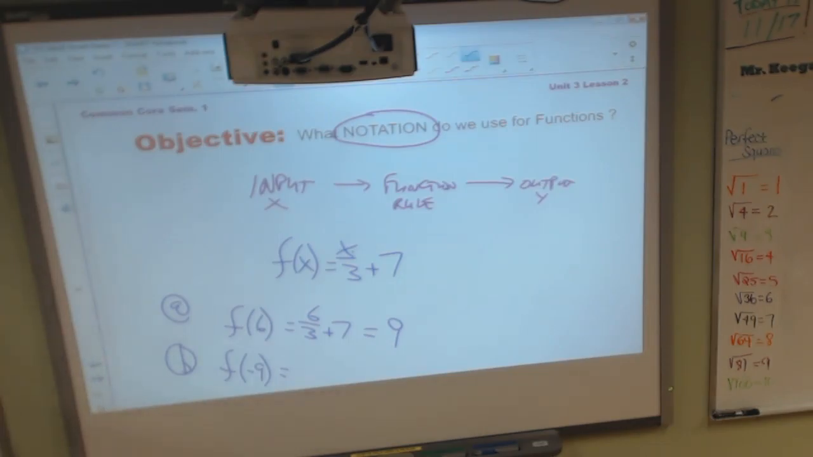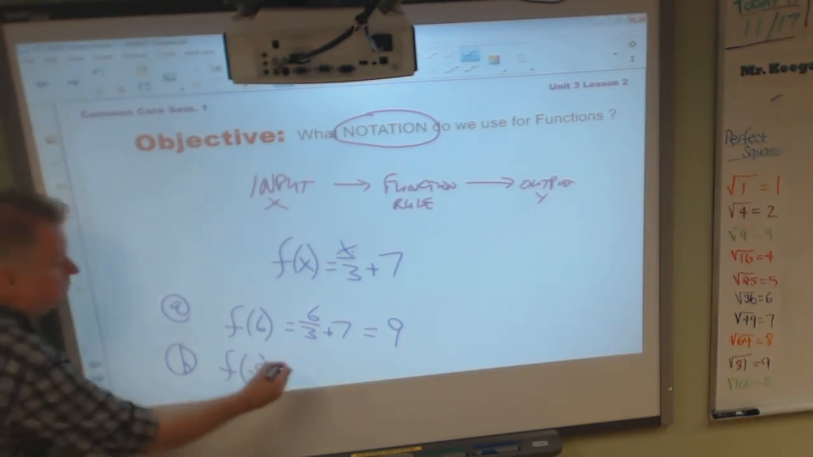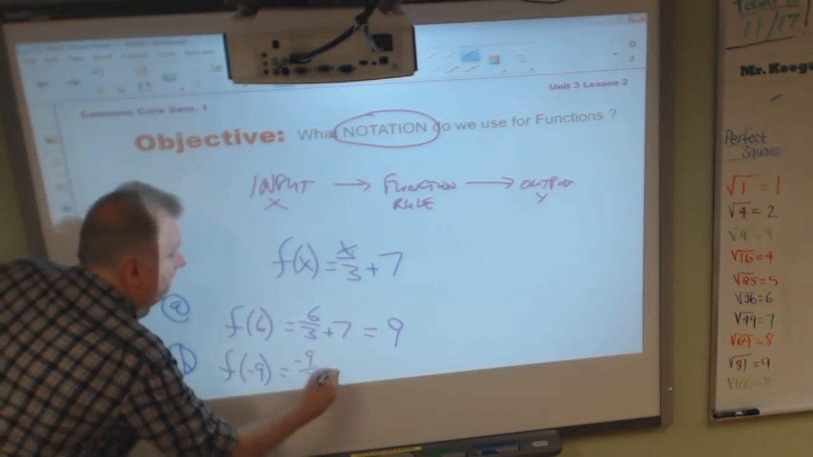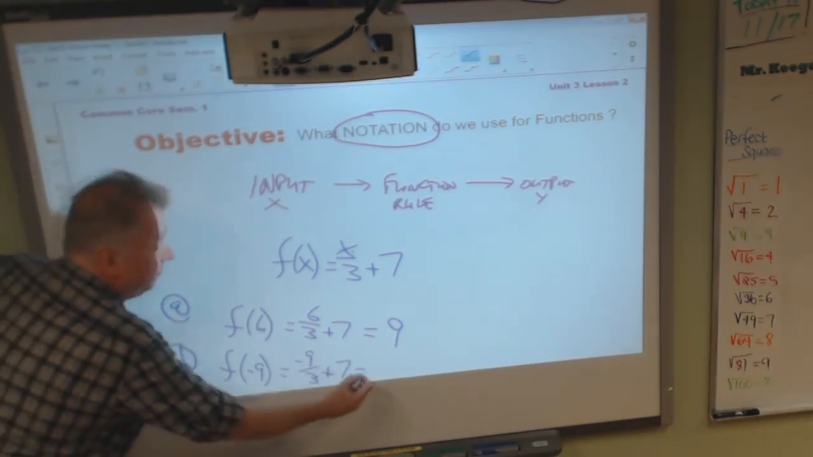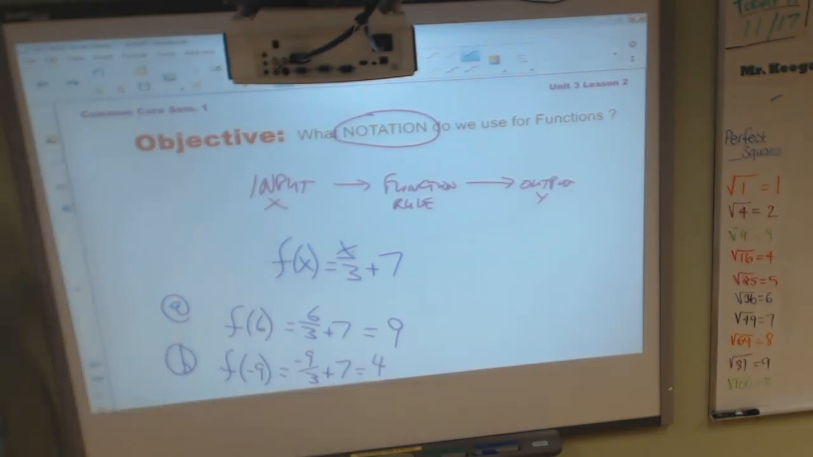I did it different. I did multiply 3 on both sides. Oh, you were trying to solve for x. We're not solving. You're just replacing it. You're just substituting and doing the math. Alright, so then negative 9 divided by 3, right? That's negative 3 plus 7 is 4.